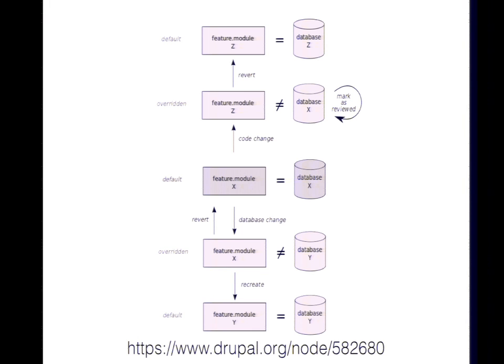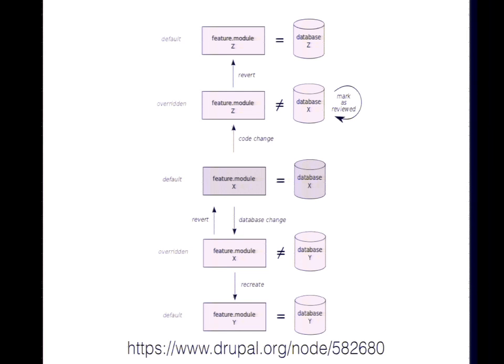This next diagram can be a little bit more useful. I pulled this from Drupal.org node 582680. So some of you may have already seen this if you've read the features documentation. And it basically goes through the different states that a feature can be in, whether it's matching up with the database state or not. The arrows down toward the bottom, we've got the concept of a revert or a recreate included in there. But the most important part, I think, is to get that sense of there's a disconnect between the two.